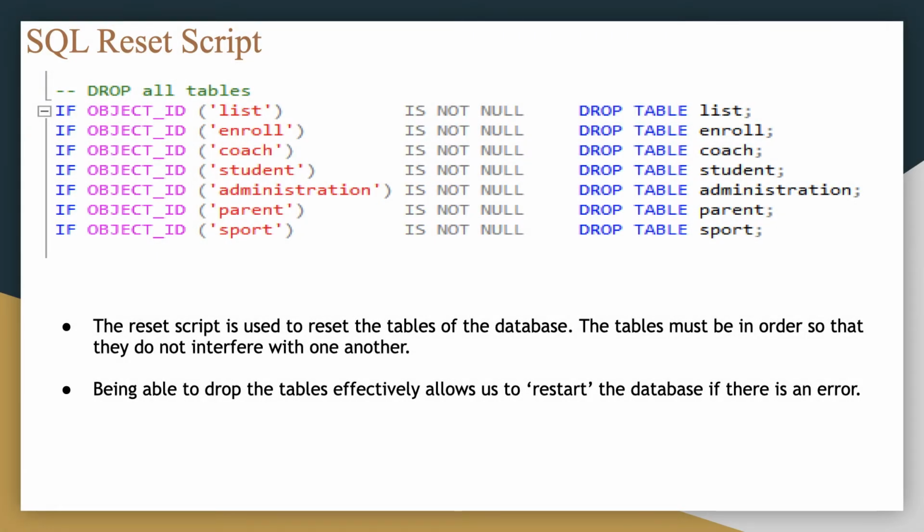Then we created the SQL reset script, and the reset script is used to reset the tables of the database. The tables must be in order so that they do not interfere with each other. An example of that is just a foreign key and primary key mix-up. And then being able to drop these tables effectively allows us to, quote, restart the database if there is an error and just try those statements again.